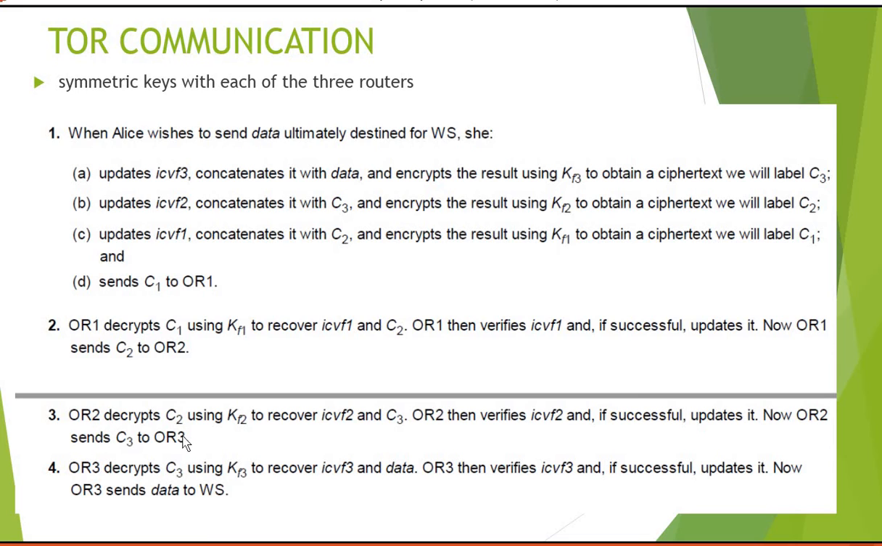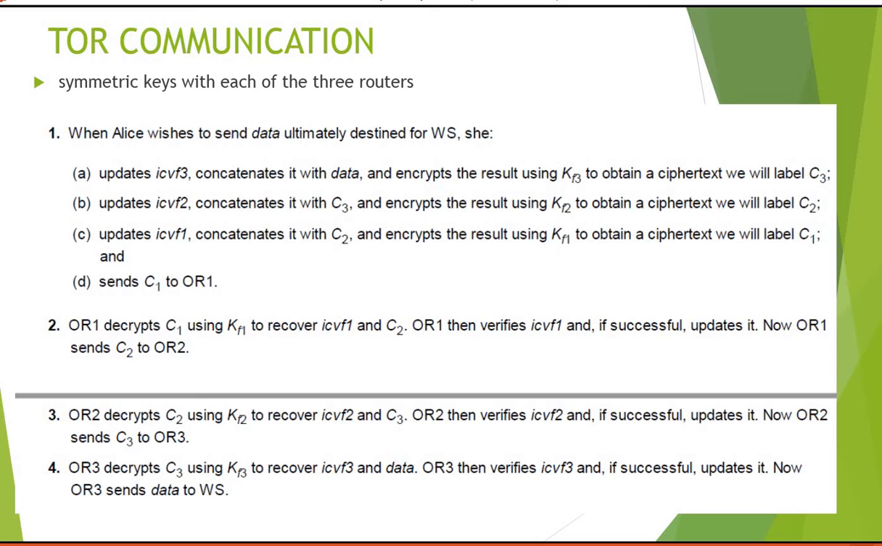Onion router 2 will decrypt it using the key KF2, because using that only it is encrypted, and it will get the integrity check value. Then onion router 2 will send the remaining message. In the remaining message, encrypted data for onion router 3 will be there. After unwrapping, onion router 2 will see the ciphertext which can be decrypted by onion router 3, so it will forward it to onion router 3.